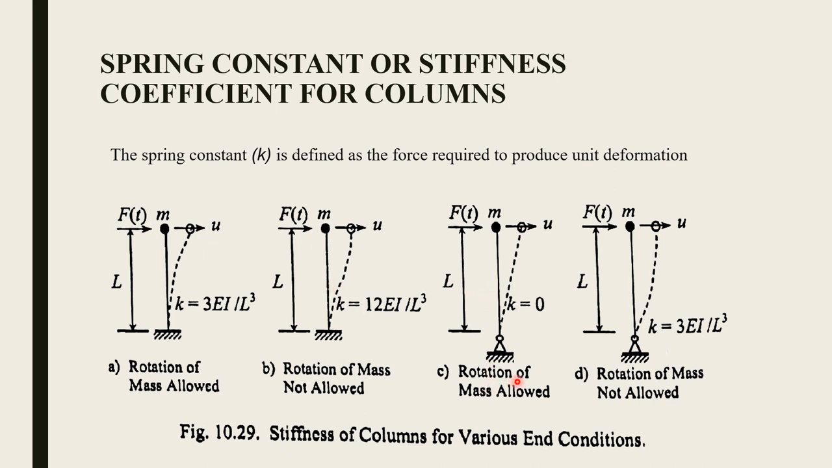Similarly, rotation of mass allowed, but with the hinge condition. Here is a fixed condition, and here is a hinge condition or pin condition. Then the k value will be 0. This means that if there is a pin and you apply any force, it will start rotating because that is a pin, so its k will be 0. If rotation of mass is not allowed, meaning it is still a pin but at that point the movement or displacement is restricted, then the k value will be calculated as 3 EI over L cube.